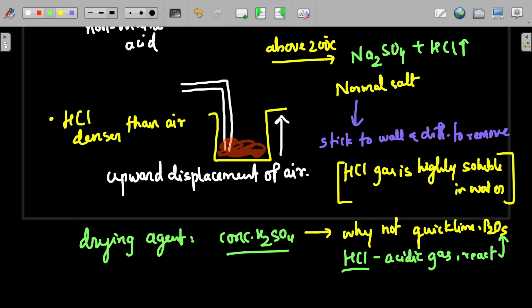And we know how to detect HCl gas. Dense white fumes with ammonia solution. A glass rod dipped in ammonia solution, when you hold it, the HCl gas will give you dense white fumes. Same thing we do for ammonia also. That time you will use HCl to detect the ammonia.